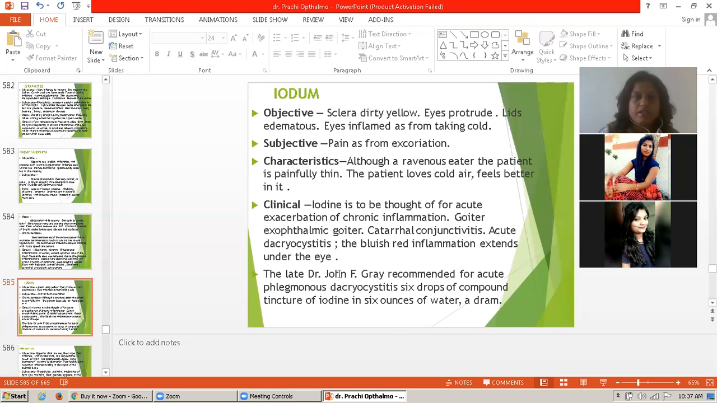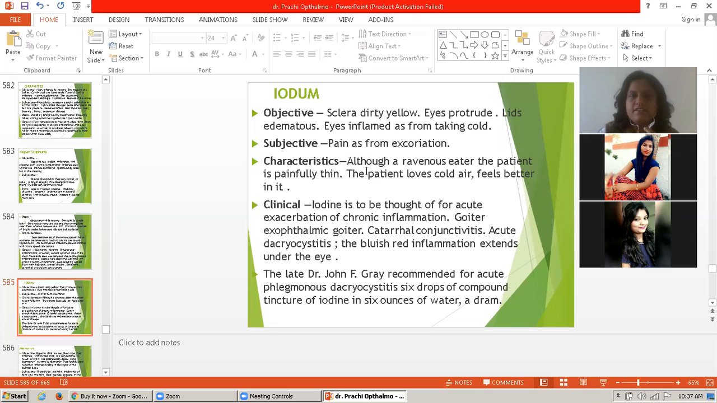Next is iodine. Iodine objectively shows that the sclera is dirty yellow, the eyes protrude, and the lids are edematous. The eyes are inflamed as from taking cold. There is aggravation from the cold. So iodine, like Hepar sulph, shows aggravation from cold, with pain as from exfoliation.